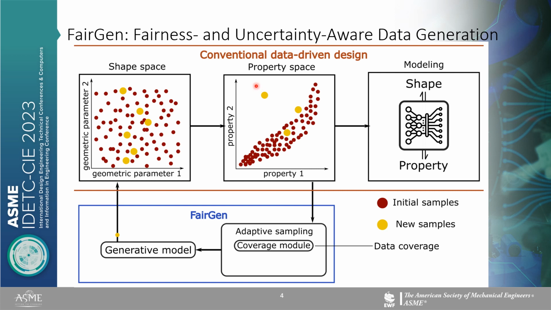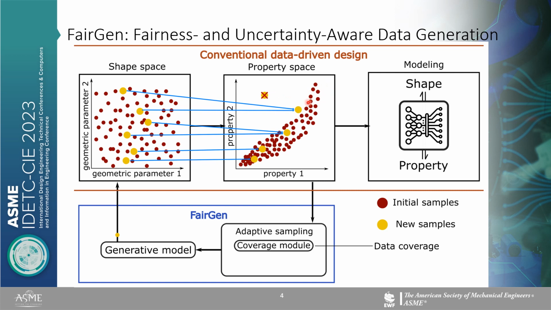We need to find the shapes that can provide those properties. Thus, we trained a generative model based on the existing dataset to estimate the shapes for each desirable property. However, we often find that there are some shapes that cannot provide the desirable properties they're supposed to provide. This is because this property does not have any data point nearby.